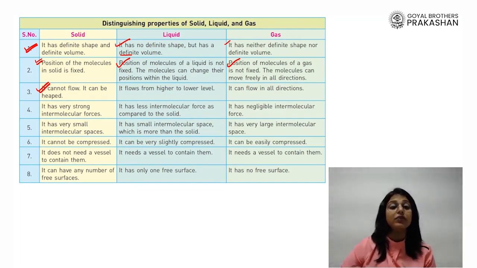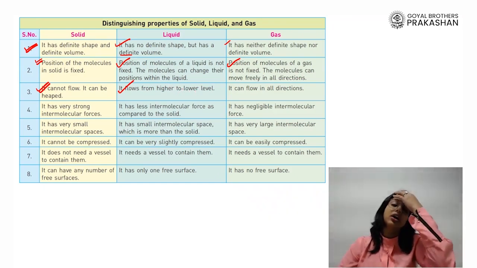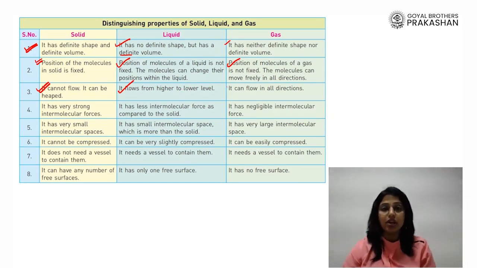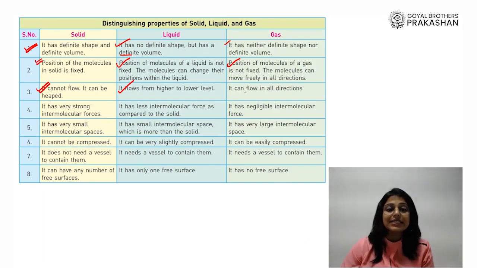On the other hand, liquids are free to flow. They even flow from a higher level to a lower level, right? You might have seen waterfalls. The water flows from a higher level to a lower level. The gases can flow in all directions. They do not go from higher to lower level. They go in all directions, here, there, everywhere.